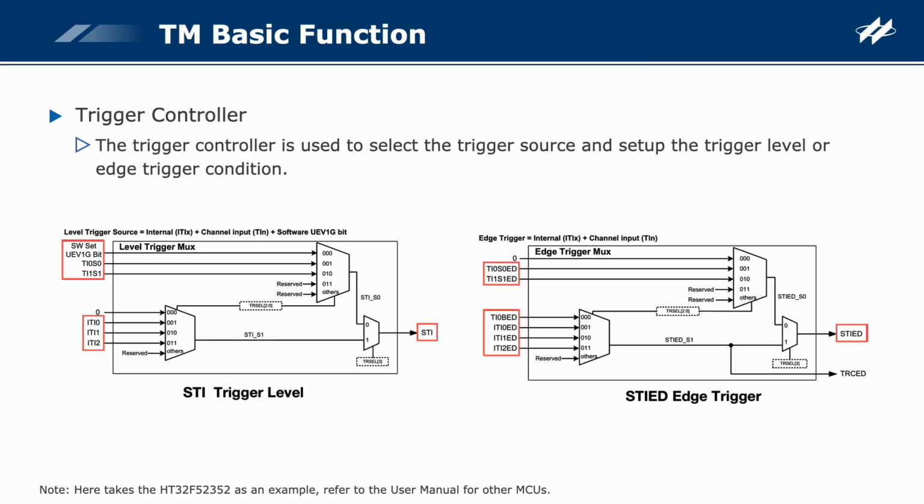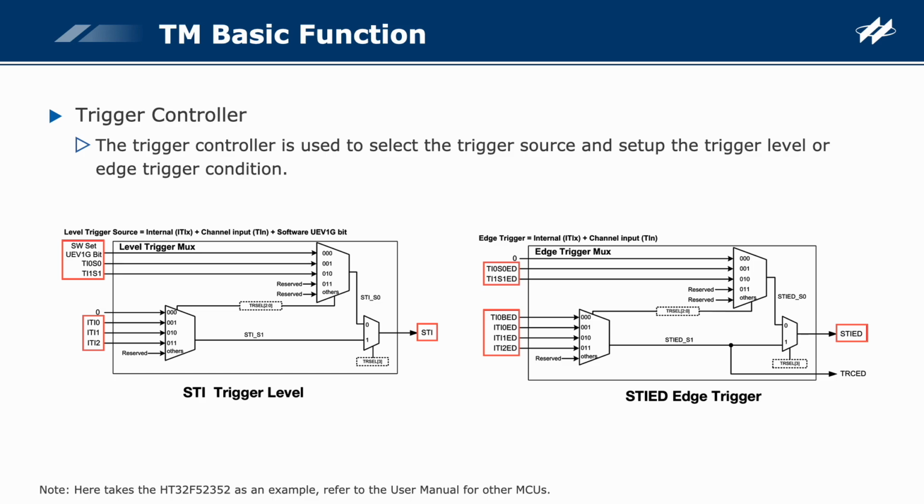Then, we'll introduce the trigger controller. The trigger controller is used to select the trigger source and set up the trigger level or edge trigger condition. As mentioned above, the trigger input sources include software trigger by setting the UEVG bit, filter input of channel 0, TI0S0. Filter input of channel 1, TI1S1. Channel 0 edge detector, TI0BED. Internal timing module trigger 0, ITI0. Internal timing module trigger 1, ITI1. And internal timing module trigger 2, ITI2.